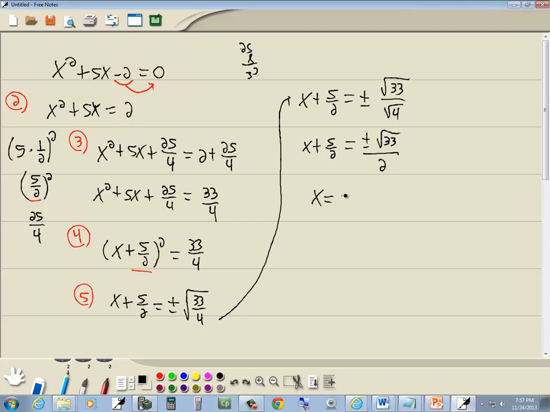Now take 5 halves over, it becomes a negative 5 halves, plus or minus, square root of 33 over 2. And typically, simplified form means to get a single fraction. So we'll go ahead and merge these together, and we'll have negative 5 plus or minus square root of 33 over 2. And that's our answer.